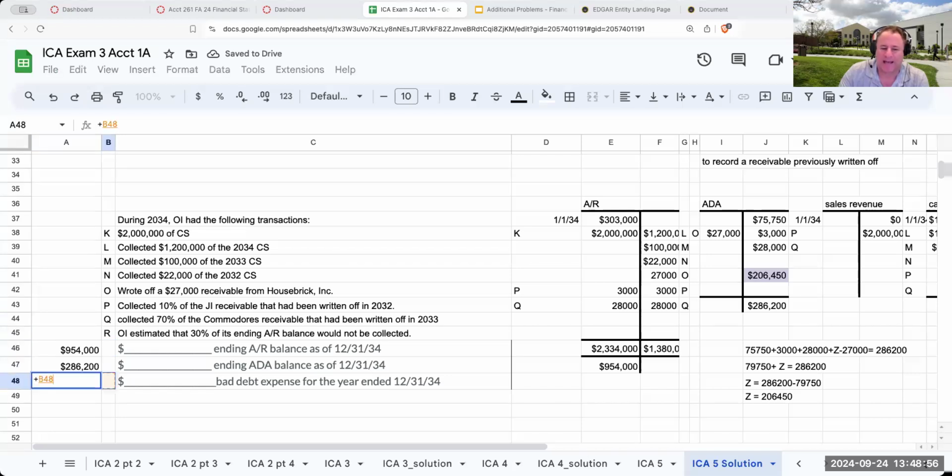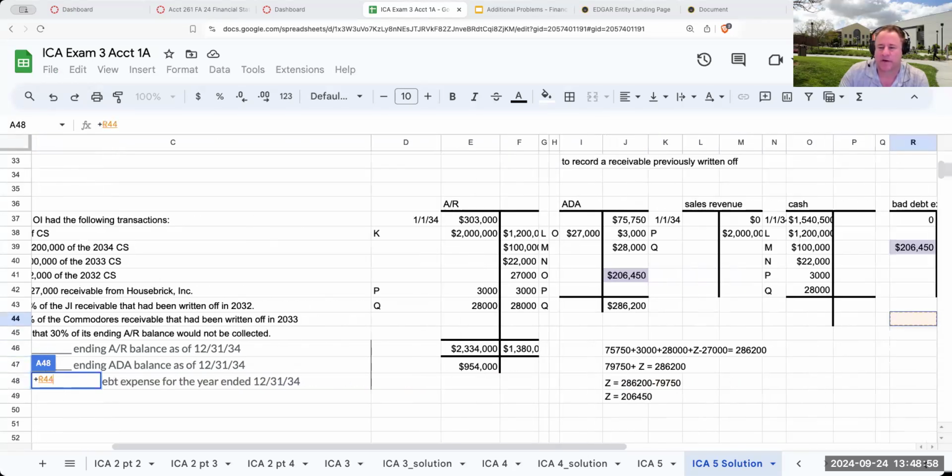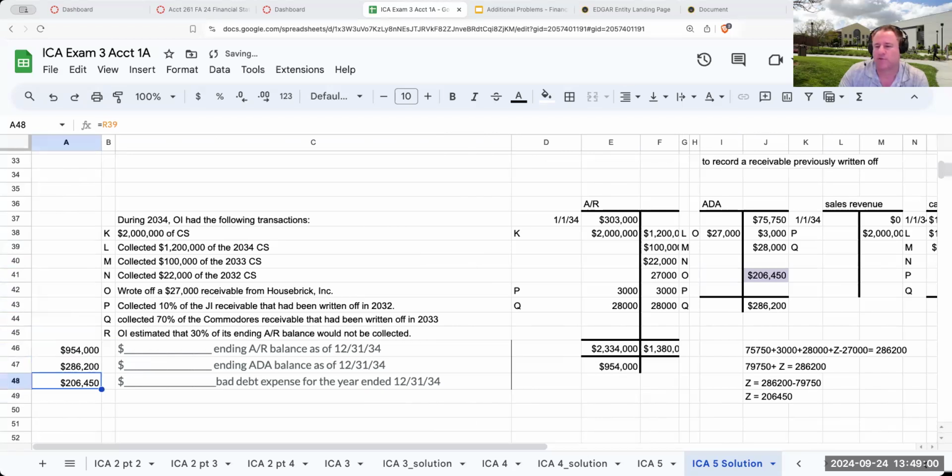So my bad debt expense is going to be over here, a debit of $206,450.